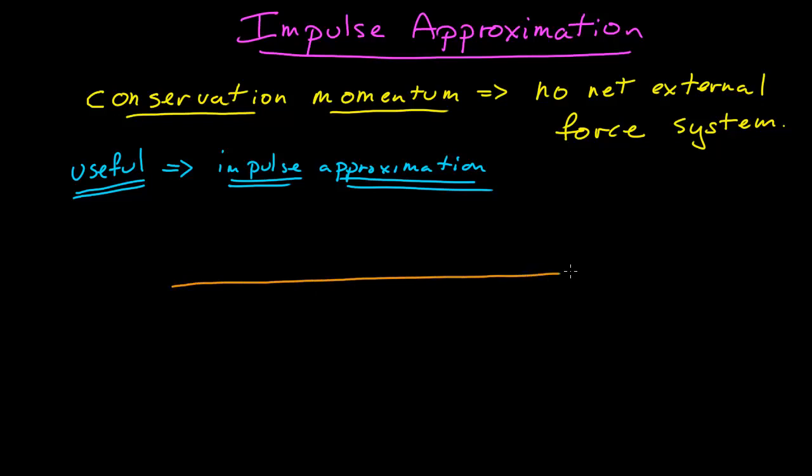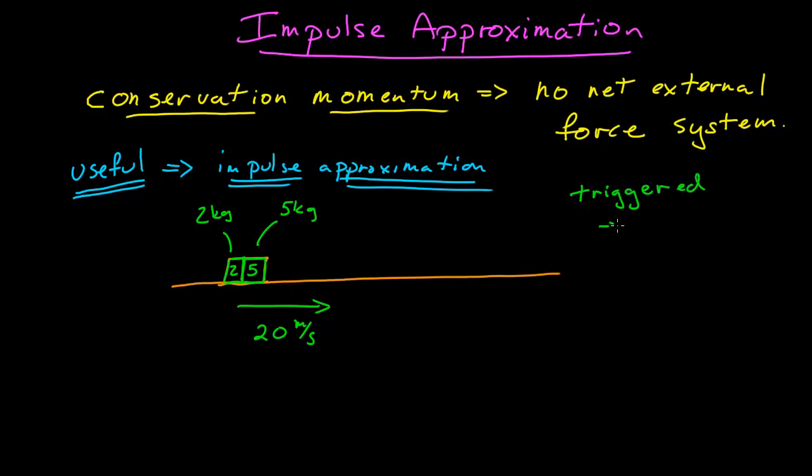So for an example, we're going to have this object that's sliding along the ground. And it is composed of two separate objects. One is of mass 2 kilograms, and one is 5 kilograms. So this object is moving along at 20 meters per second. And it's rigged with an explosion mechanism so that when the explosion is triggered, the 5 kilogram mass doubles its speed. Okay, and given that, what happens to the 2 kilogram mass when that occurs?